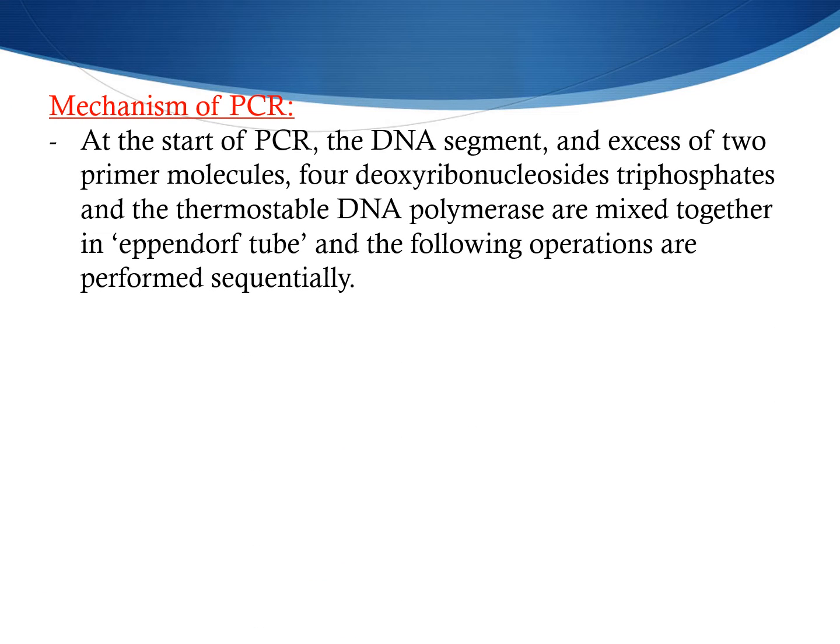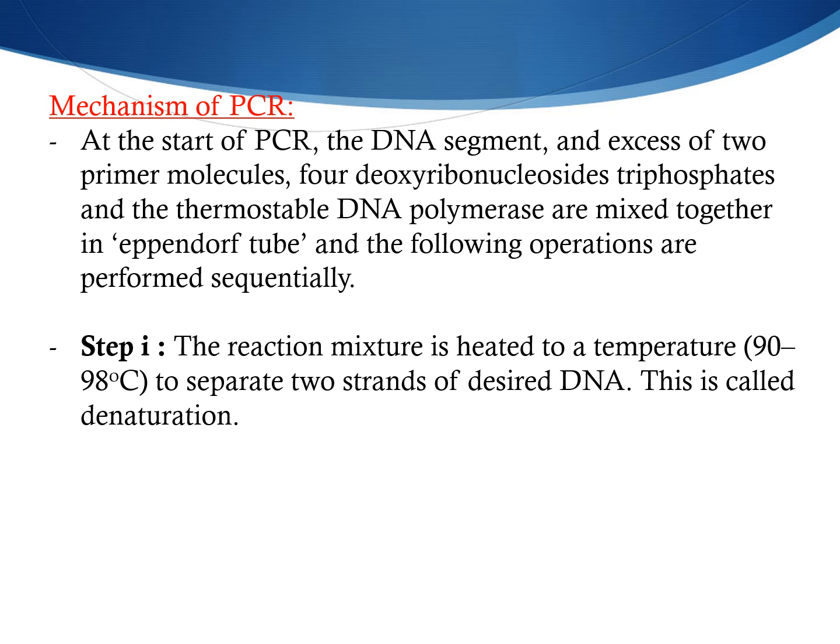Mechanism of PCR. At the start of PCR, the DNA segment and excess of two primer molecules, four deoxyribonucleoside triphosphates and the thermostable DNA polymerase are mixed together in an Eppendorf tube, and the following operations are performed sequentially. The Eppendorf tube is the microcentrifuge tube. It's a very small tube which is used in labs that handle small volumes of liquid.